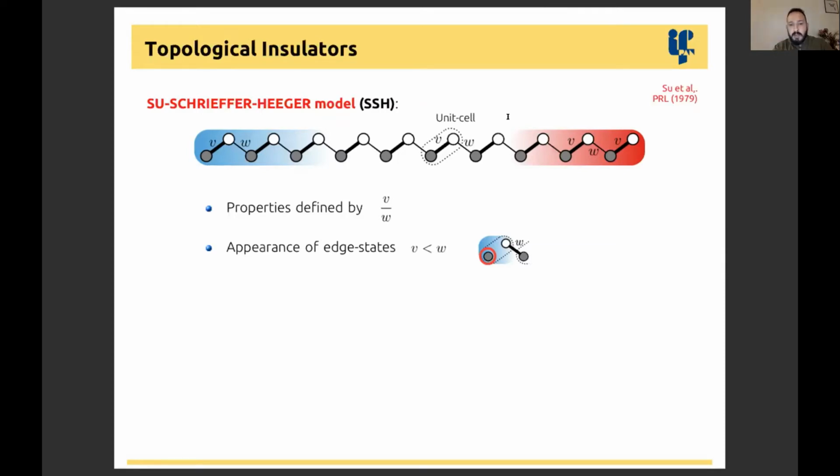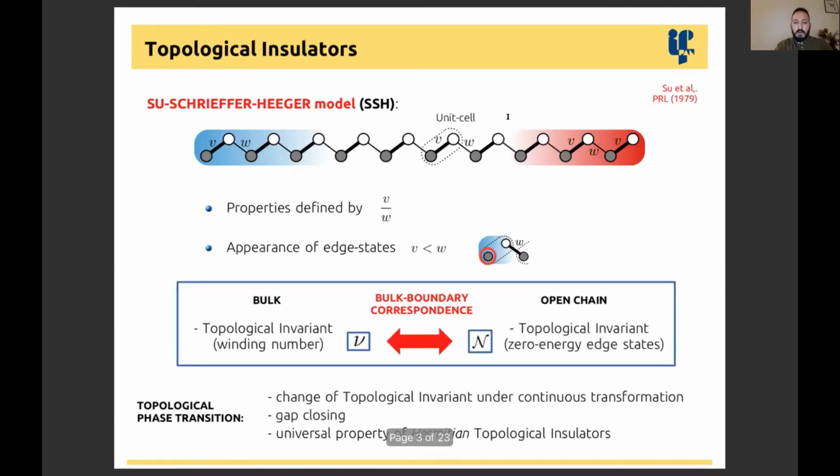And actually, the peculiarity of the model is that the topological properties can be defined entirely by the relation between the intracell and the intercell coupling. So the fundamental characteristic of this model is the fact that there is a correspondence between the topological invariant, which one can extract from the bulk of the system, and the topological invariant of an open chain, which corresponds to the number of edge states. So that's how the edge states acquire their topological nature.